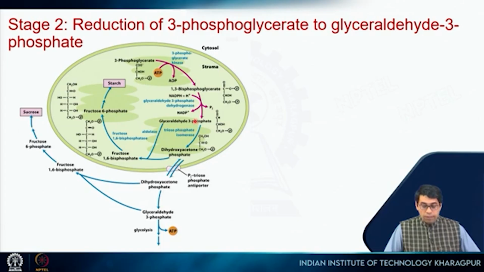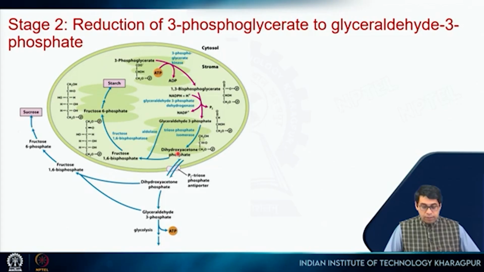Now 1 molecule of glyceraldehyde 3-phosphate and 1 molecule of this dihydroxyacetone phosphate are condensed together by the enzyme aldolase to produce fructose 1,6 biphosphate. From fructose 1,6 biphosphate, one of the phosphate groups will be removed by fructose 1,6 biphosphatase. So, the first phosphate group is removed and it becomes fructose 6 phosphate, this molecule. Now, fructose 6 phosphate can be used to synthesize starch, which will be the storage form of the sugar molecules, right.